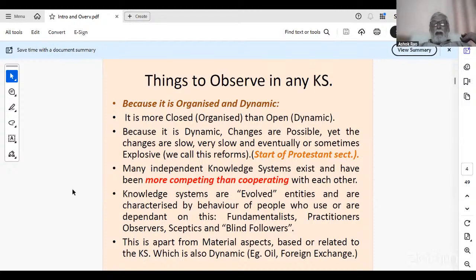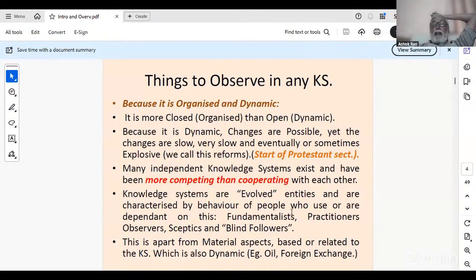Today, many independent knowledge systems exist and have been more competing than cooperating with each other. This is one of the problems and tragedies of humanity, where people, instead of taking the best from others, seem to compete to show one is better than the other, not just in pieces, but wholesale. My system of knowledge is better than your system of knowledge. We will see much later that no system of knowledge is 100% good. There are flaws, there are limitations, which have to be overcome for the good of everybody.